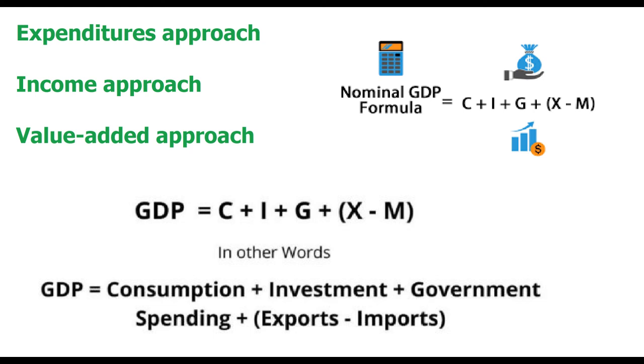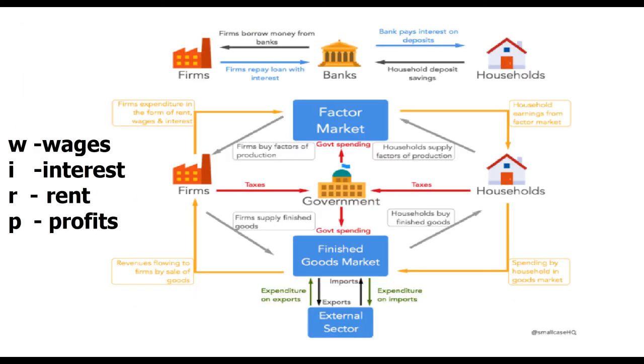Next is the income approach. The income approach to GDP is adding up all the income earned within the country in a particular period. The income approach adds wages and rents, interest and profit. And here is the formula for calculating the income approach to GDP.